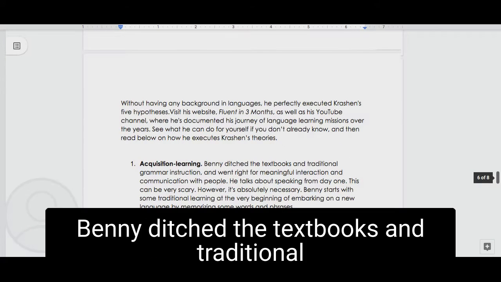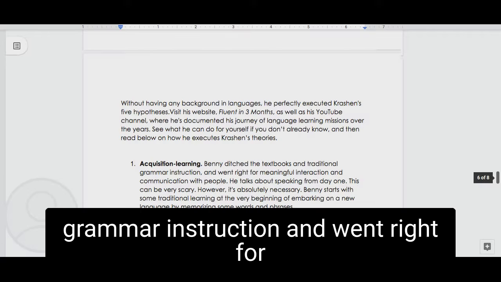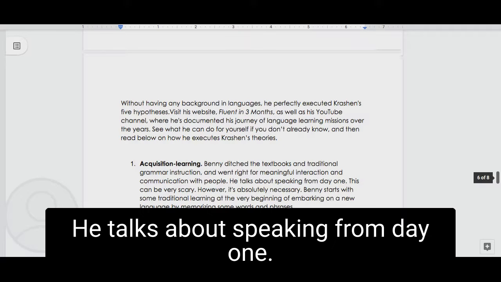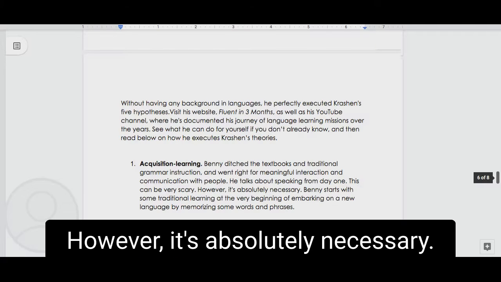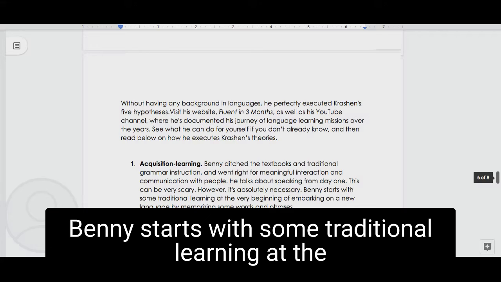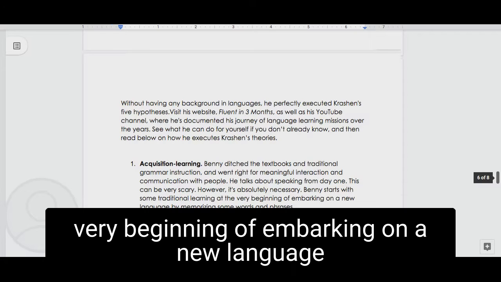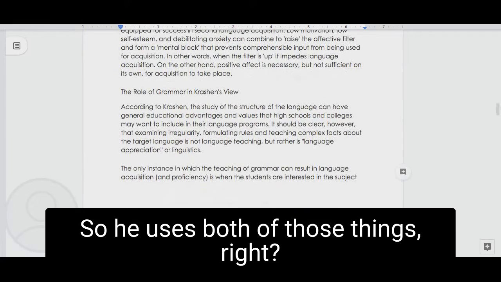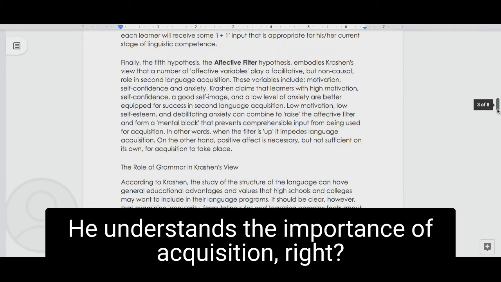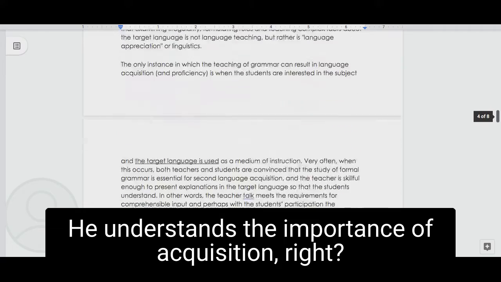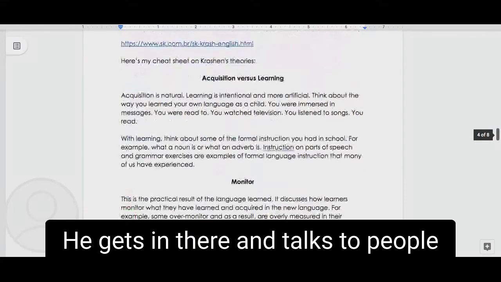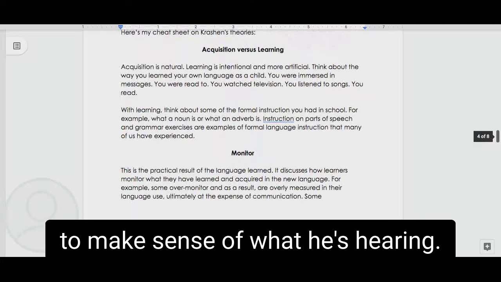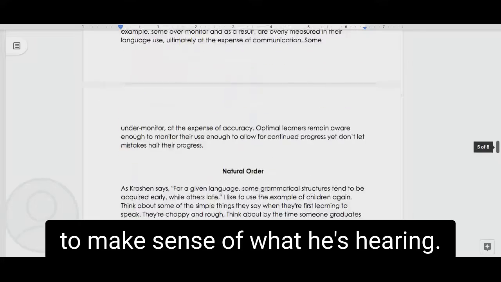Acquisition learning. Benny ditched the textbooks and traditional grammar instruction and went right for meaningful interaction and communication with people. He talks about speaking from day one. This can be very scary. However, it's absolutely necessary. Benny starts with some traditional learning at the very beginning of embarking on a new language by memorizing some words and phrases. So he uses both of those things, right? He understands the importance of acquisition, right? He gets in there and talks to people, and then he understands the importance of trying to make sense of what he's hearing.